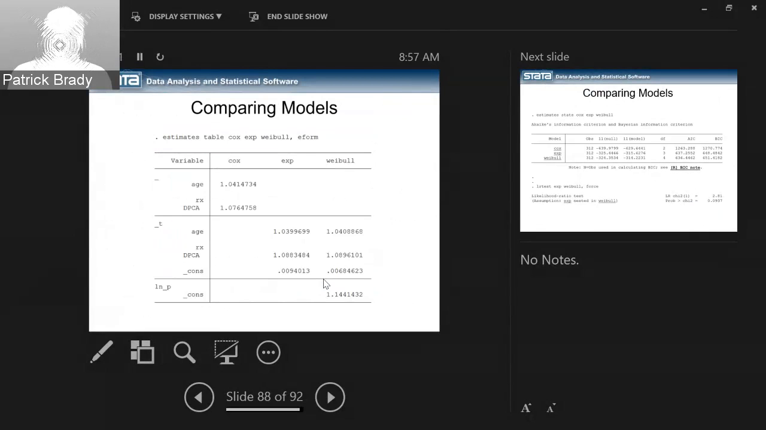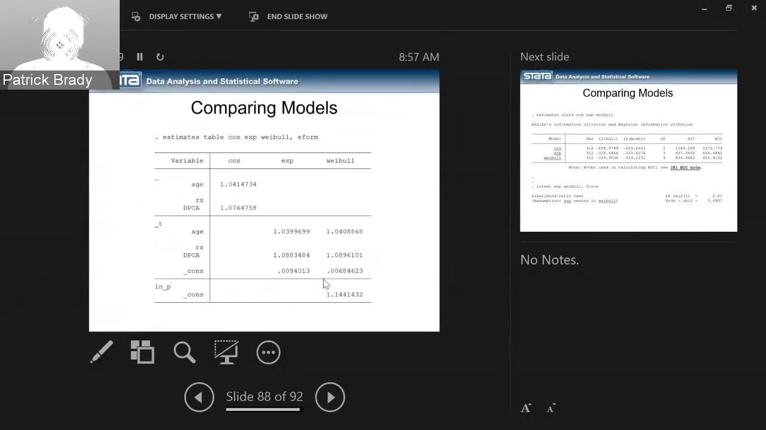If I look at the parameter estimates, there is no constant for Cox. But the effect of drug treatment, this DPCA, is about 1.076. For the Cox model, it's about 1.088. For the exponential, it's about 1.089. Well, 1.09 if you round it, for the Weibull. They're not terribly different. Age, the effect is 1.04, 1.04 rounded, 1.04. So in this case, there's not a big difference between these.